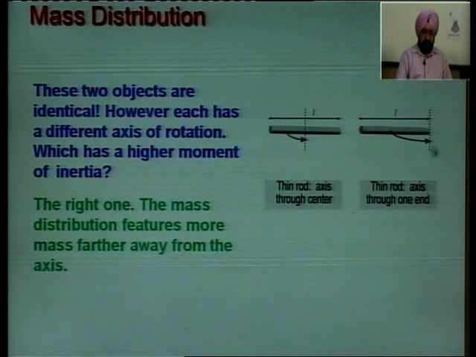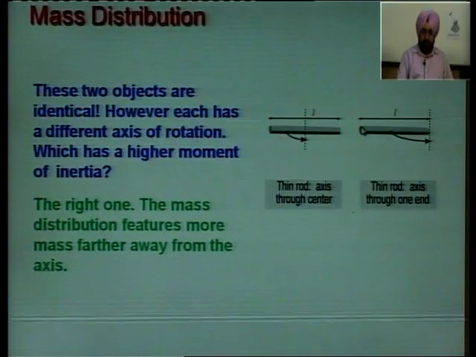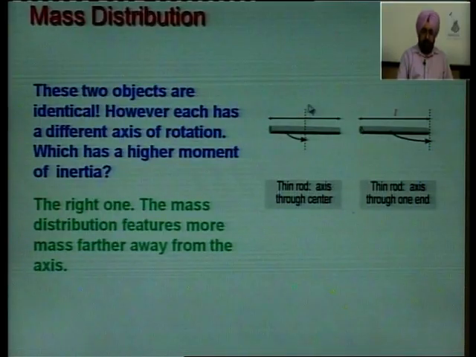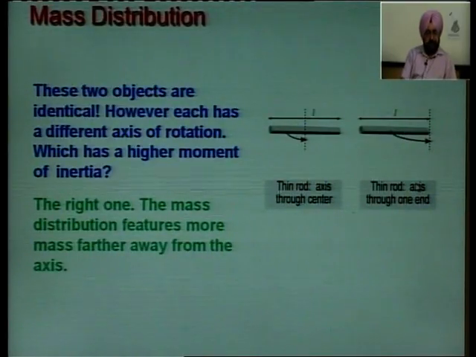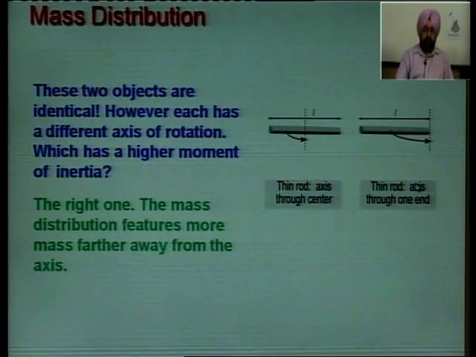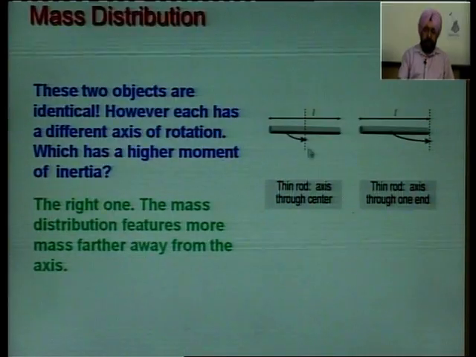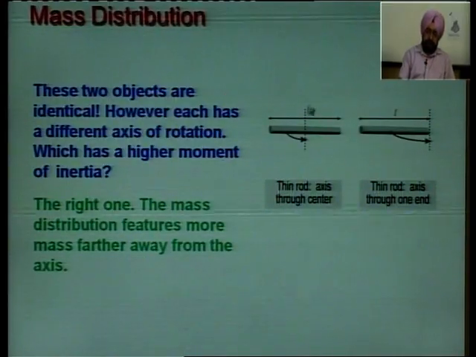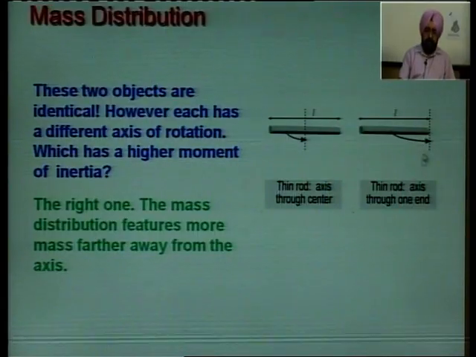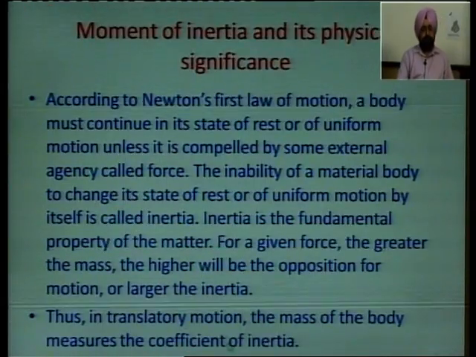If you see here, this is the axis of rotation, mass here is much farther away as compared to this one. So in this right one, the mass distribution is at a distance which is much more as compared to the thin rod in which the axis is passing through the center. So this one will have a larger moment of inertia.